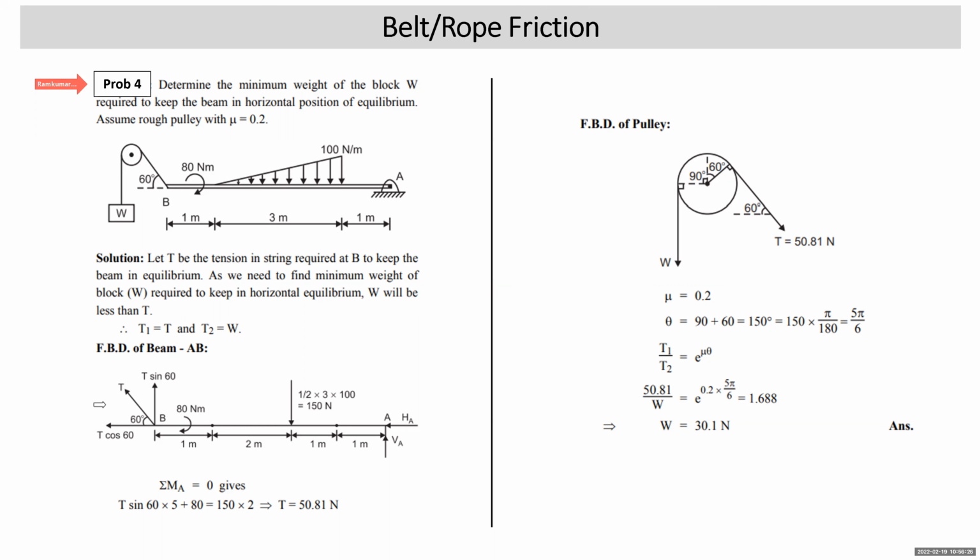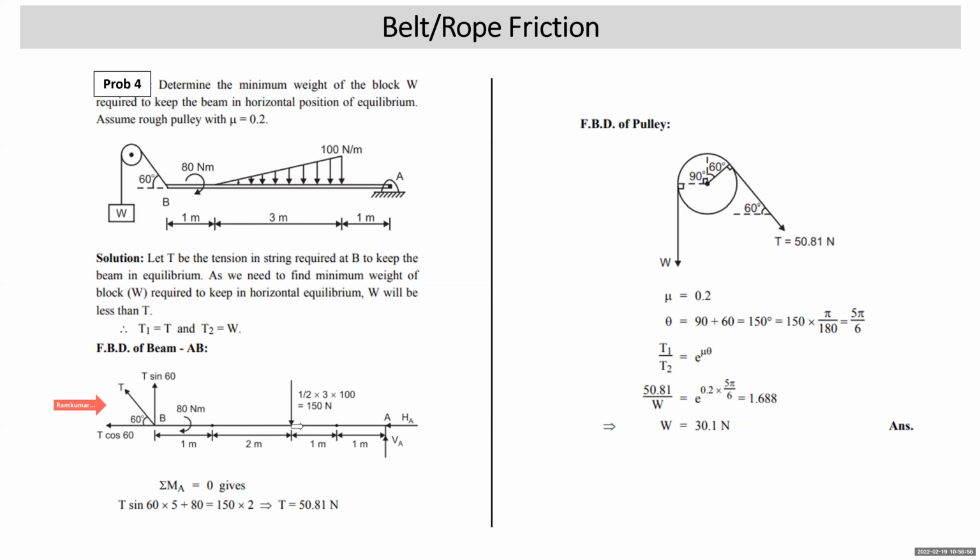First, we take the free body diagram of the beam AB, taking the tension in the string connecting the beam as T. So this is T cos 60, T sin 60. 80 Newton meter is the external moment. Here a hinge means two reactions, HA and VA, directions assumed. This is UVL. You have to replace it by the equivalent point load. So what is that going to be? Half into 3 into 100, so that is 150. Where does it act? At the centroid of the triangle, so that is 3 by 3, 1 meter from this side, 2 meter from the other side.